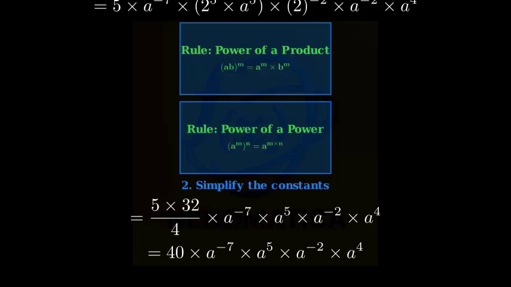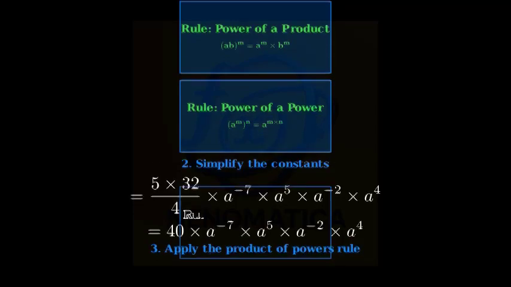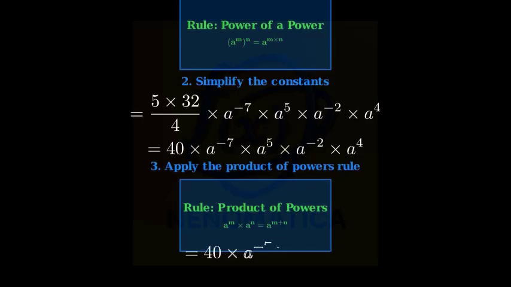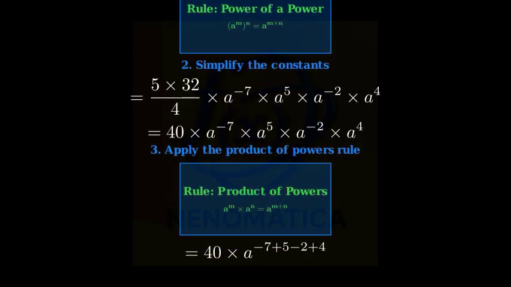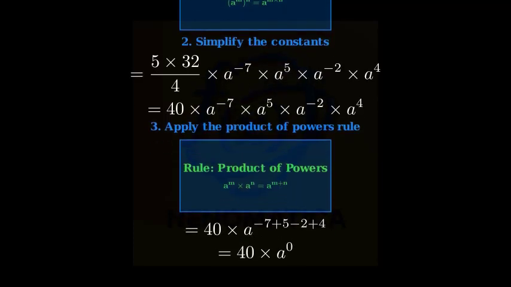Step 3. Let's apply the product of powers rule to combine all the powers of a. According to this rule, when we multiply powers with the same base, we add their exponents. So we have -7 plus 5 plus -2 plus 4. Let's calculate this sum. -7 plus 5 is -2. -2 plus -2 is -4. And -4 plus 4 equals 0.